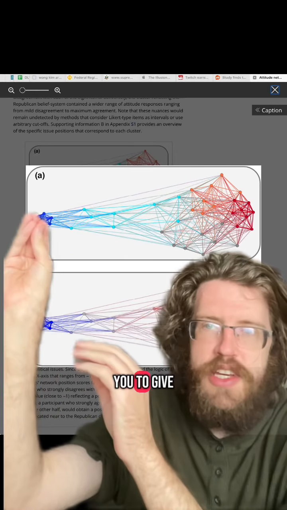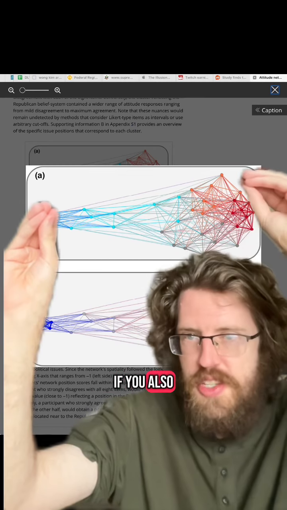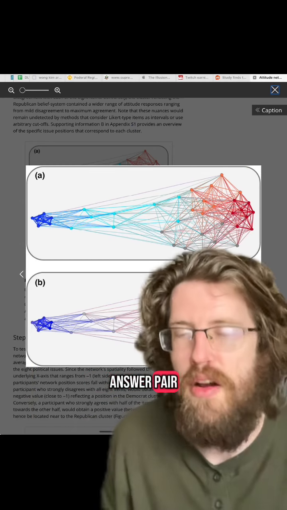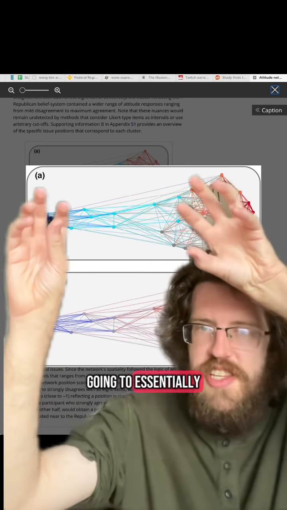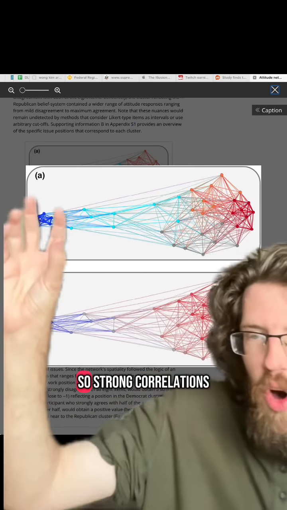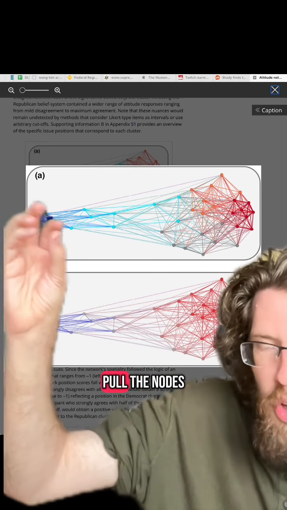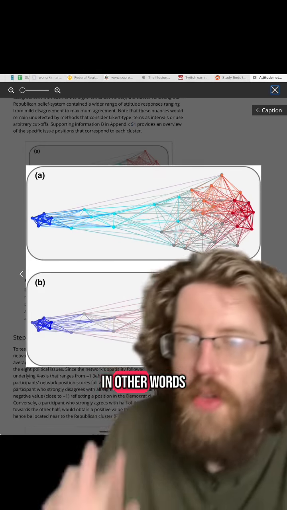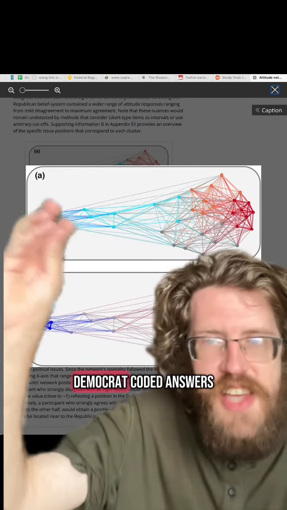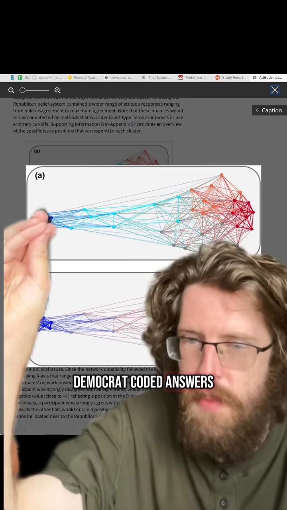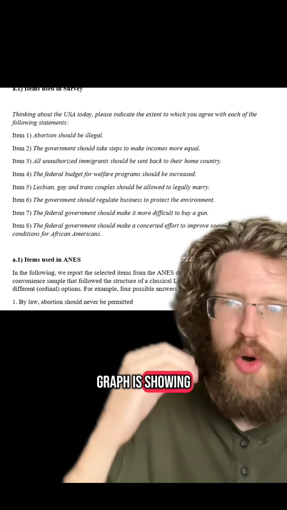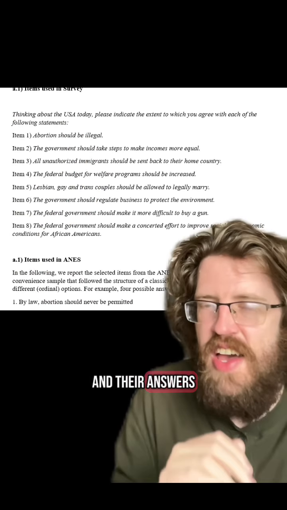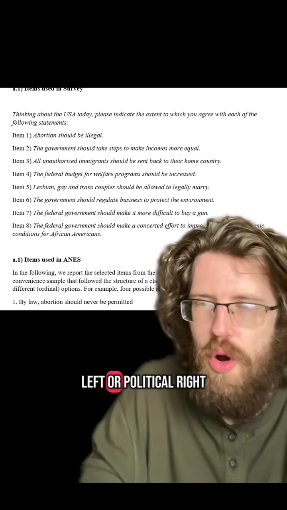How likely are you to give this statement answer pair if you also gave this statement answer pair, for example? And then the strength of those correlations is going to essentially set the distance. So strong correlations are going to pull the nodes closer together. In other words, what this graph is showing us is that the Democrat coded answers, these 8 statements, are highly correlated. I think this graph is showing us more about these 8 statements and their answers than it is about the political left or political right.